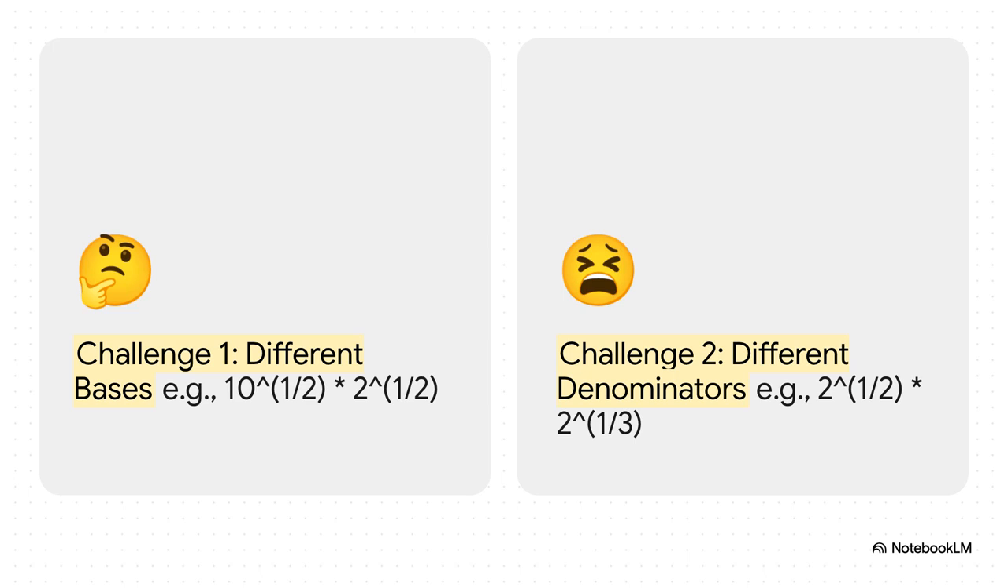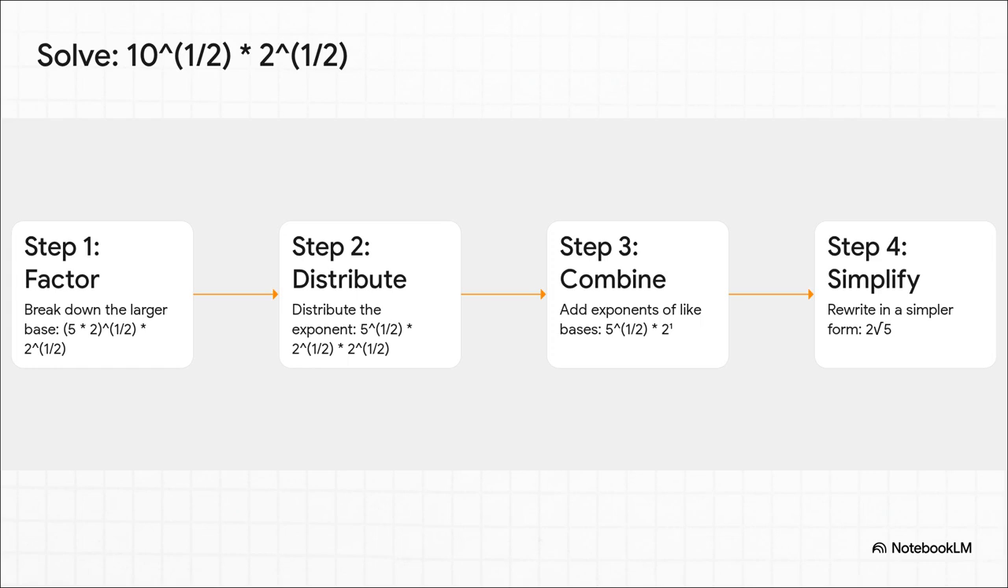Let's walk through both. First up, different bases. We've got 10 to the 1/2 times 2 to the 1/2. We can't just add the exponents. The trick here is to look at that bigger number, 10, and think, can I break that down into its factors? And yeah, of course, 10 is just 5 times 2. So now we can distribute that 1/2 exponent to both the 5 and the 2. And look at that. Now we have two terms with a base of 2, so we can combine them. 2 to the 1/2 times 2 to the 1/2 is just 2 to the 1. The final answer? 2 times the square root of 5.